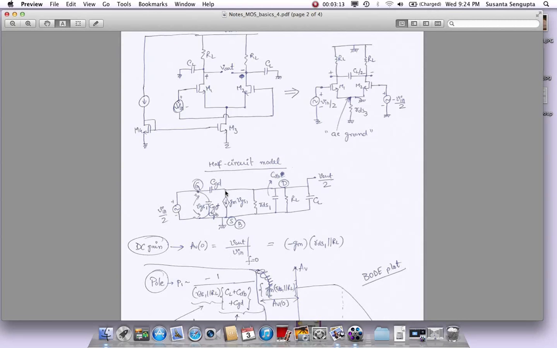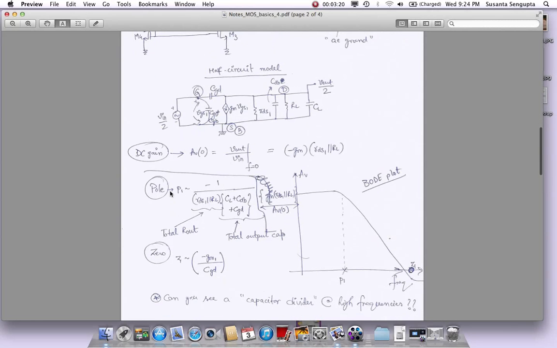Let's see the second node, which is the output itself. Going from input to output, we just have gone through one stage itself. So what is the pole here? The way you find the pole is going to be dependent on what is the total resistance at that node and what is the total capacitance at that node. These are the two things you need to calculate. It's an RC pole. So we need to find the total resistance seen at this point, which I'm calling total R out, and the total capacitance seen at this point to ground, which is total cap. Let's see how we come to these expressions here.